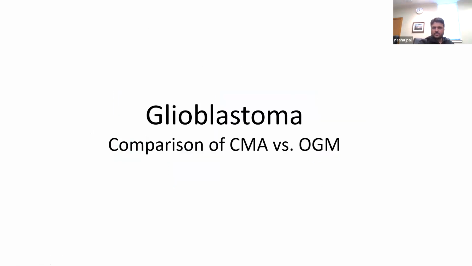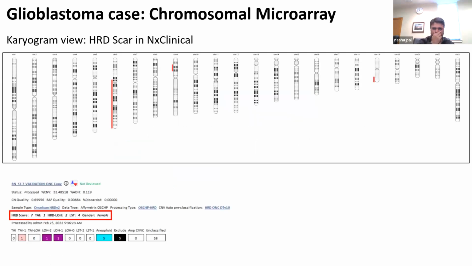So I'll start with a case of glioblastoma here and compare chromosomal microarray with optical genome mapping. This is an example of glioblastoma where you can see there's a copy number loss on chromosome 6, an interstitial loss on chromosome 9, and a terminal loss on 19. And this is a picture from NX Clinical, where you can see it calculates the scar calculation once you refine those calls. And the overall score here is 7. And it splits how it's giving those scores to you.